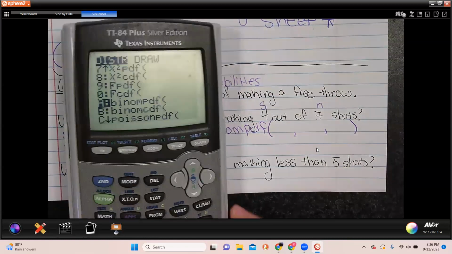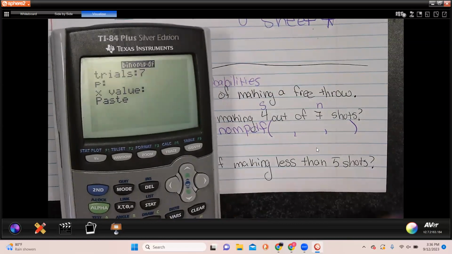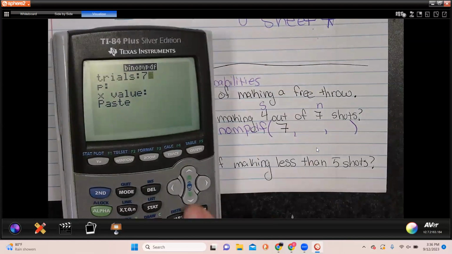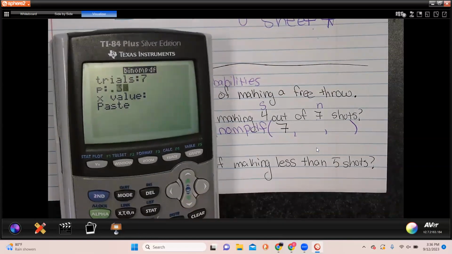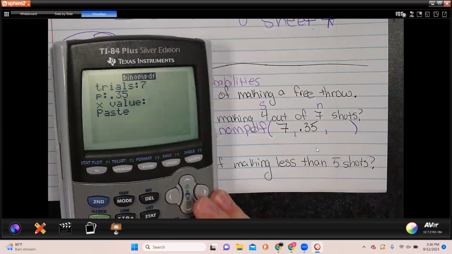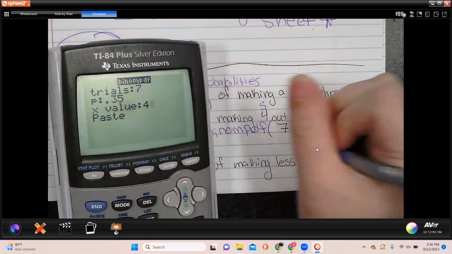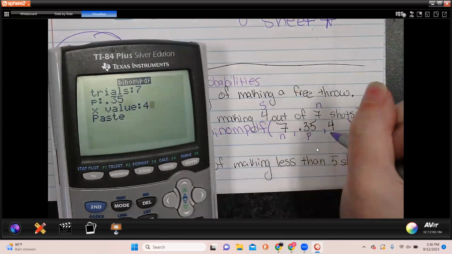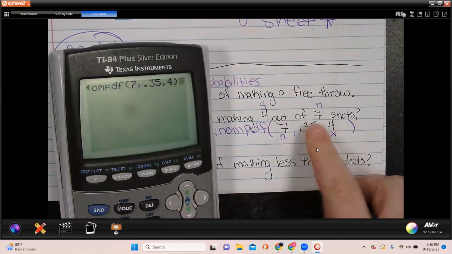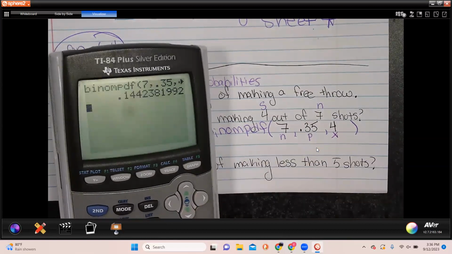It's going to require me to give it 3 numbers. If I click it, you can see I need to know the number of trials. There were 7 trials. I need to know the probability of success. My probability of success is 0.35. And I need to know how many successes I'm looking for. I'm looking for 4 successes. So this is N, P, and X. Then I just say paste. I can see my binom PDF with 7, .35 and 4, and I just say enter.